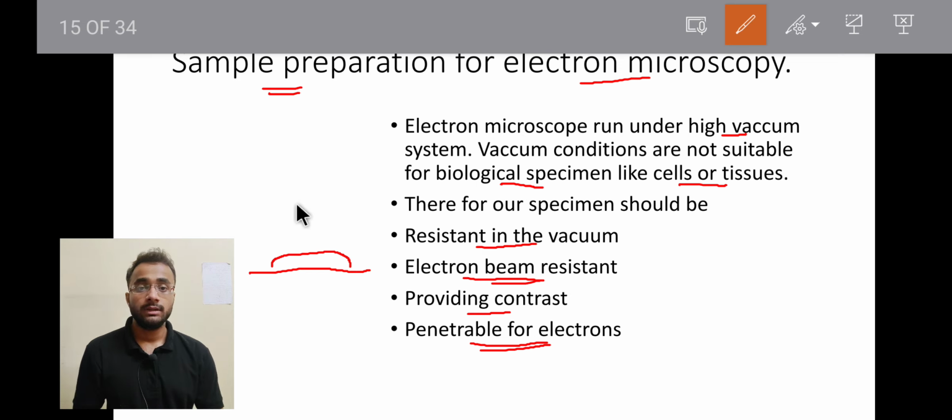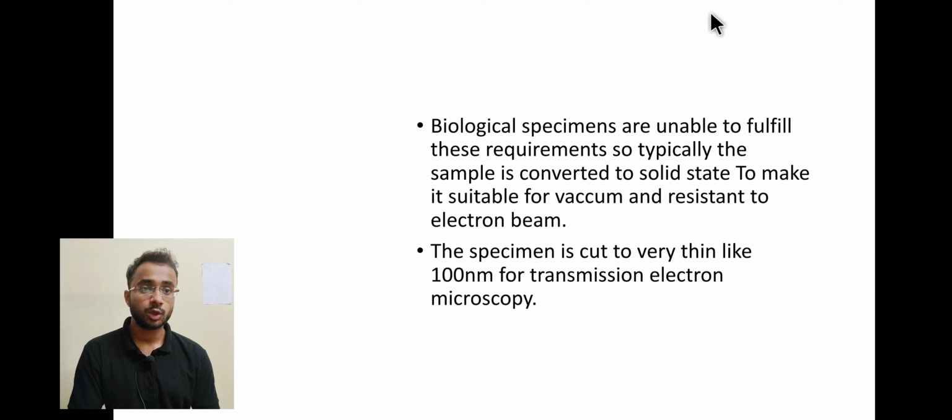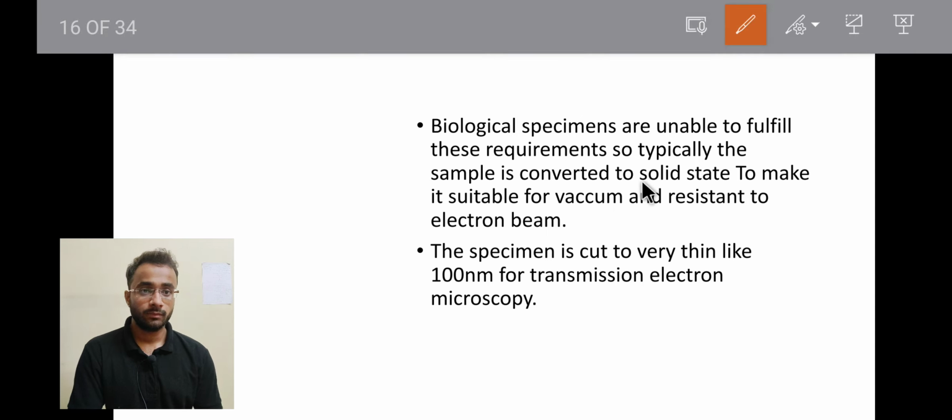Biological specimens are unable to fulfill these requirements on their own. So typically the sample is converted to a solid state, to make it suitable for vacuum and resistant to the electron beam. Once it is converted to solid state, it is not damaged by the electron beam.